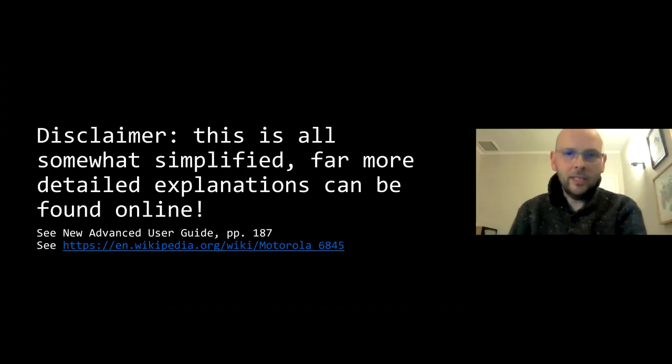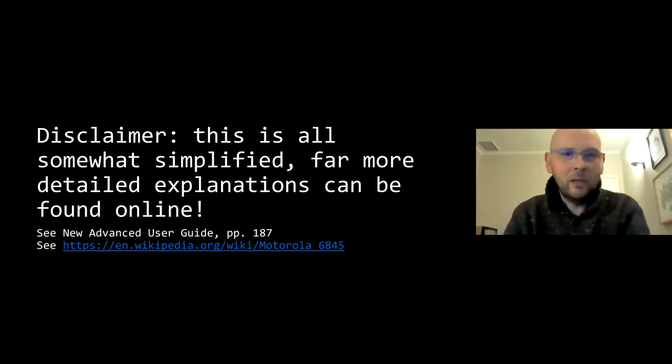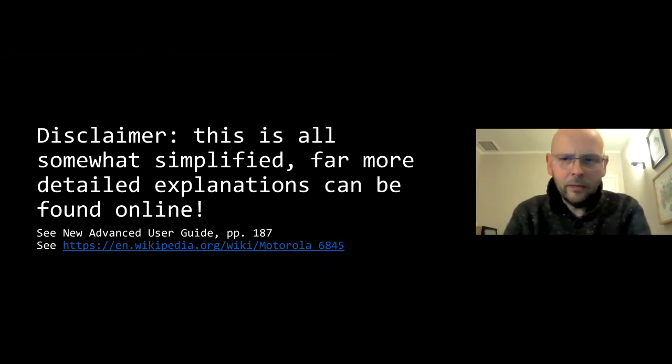As always, I'll start with a quick disclaimer. This is all somewhat simplified. There's lots and lots of information about all of this online. The New Advanced User Guide is always my source of truth, although there's errors in it, which is slightly annoying. The CRTC chip in the BBC is the 6845, not actually the Motorola, originally it was Hitachi. So the Wikipedia page is actually a great place to see the schematic, the pinout and more details as well.